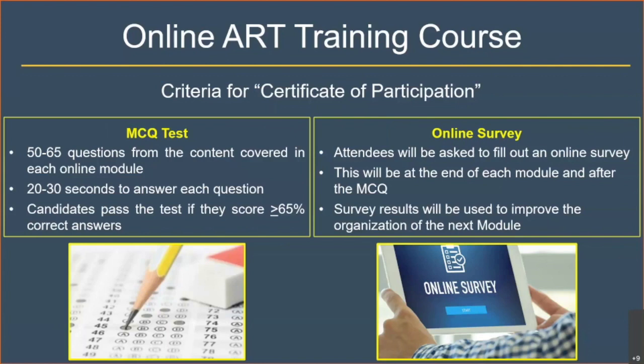For the online survey, attendees will be asked to fill out an online survey. This will be at the end of each module and after the MCQ. Survey results will be used to improve the organization of the next module. We take it very seriously. We look at each and every response that we receive from all of you after the course is finished, and fine-tune our program wherever we feel that we have not provided the best service.